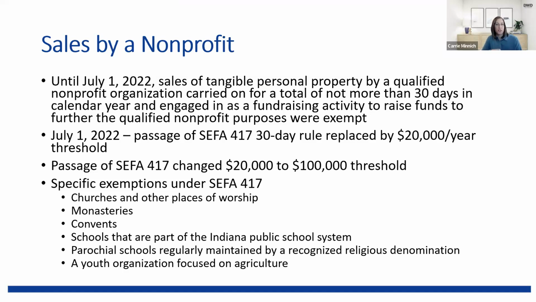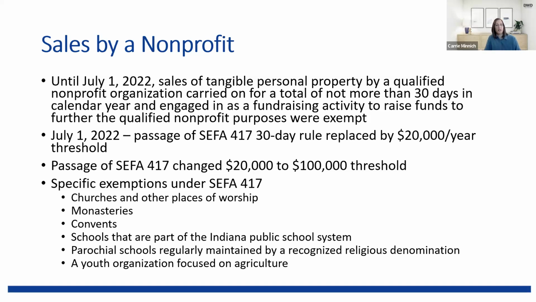Before July 1st, 2022, if a nonprofit sold tangible items for less than 30 days, it was exempt. You didn't have to collect sales tax. You didn't have to do anything with it. It was basically ignored. It was exempt. The 30 days didn't have to be 30 consecutive days, just 30 days within the year. Then on July 1st, 2022, they passed this law and it says, we're not going to do the 30-day rule anymore. We're going to look at dollar amount. If you sell less than $20,000 a year of tangible personal property, it's going to be exempt.